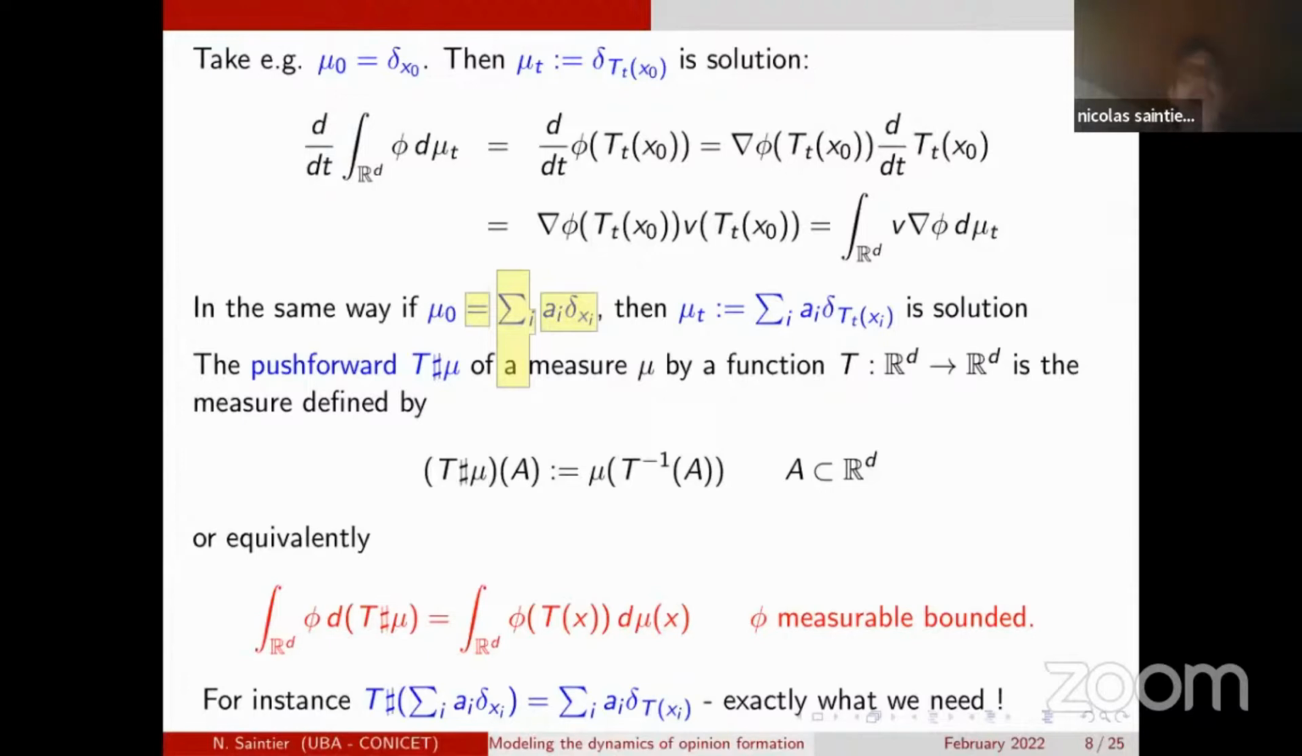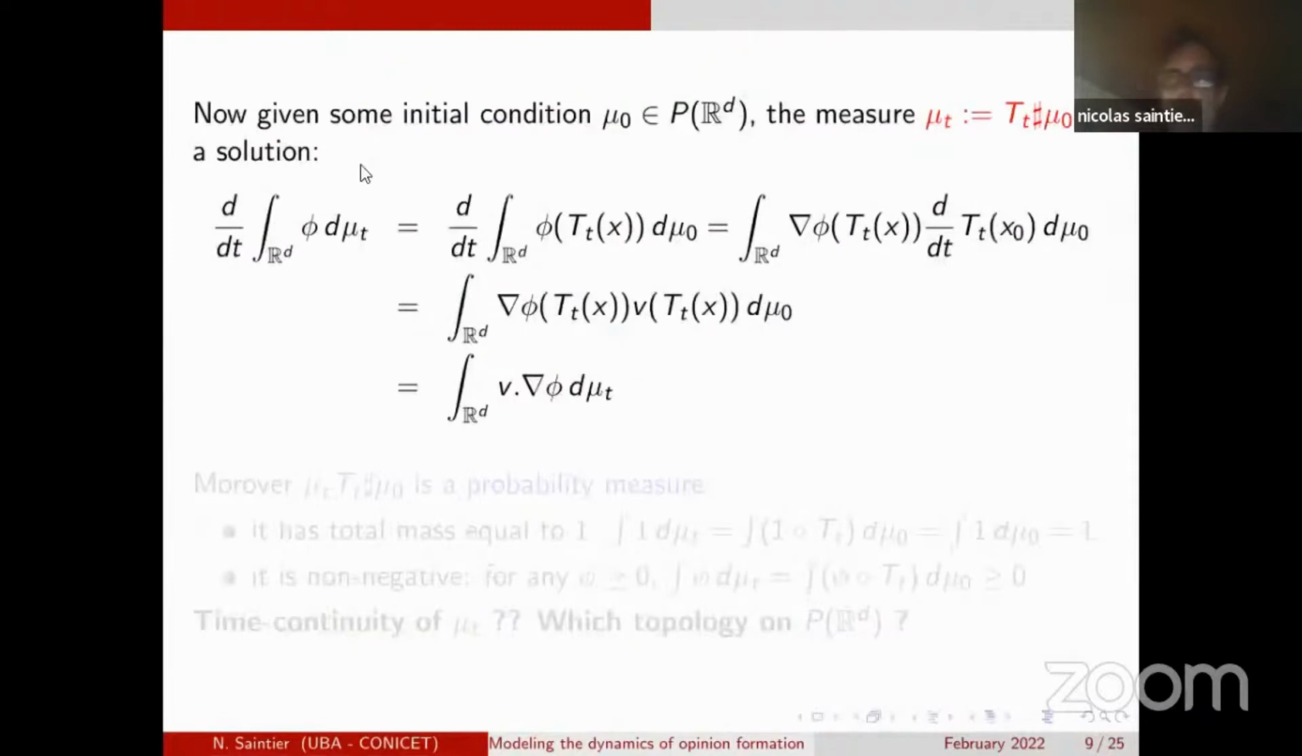Right. So let's check that this really works, because we only checked it for a convex combination. So in general, we take an initial condition mu naught. We take the push forward of this mu naught by the flow, and let's check that this works. So we take a test function phi, C1 with compact support.